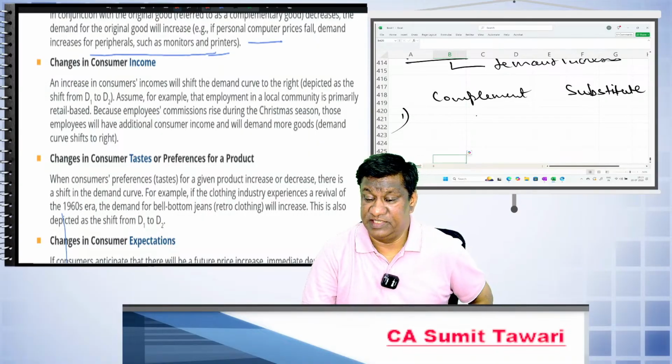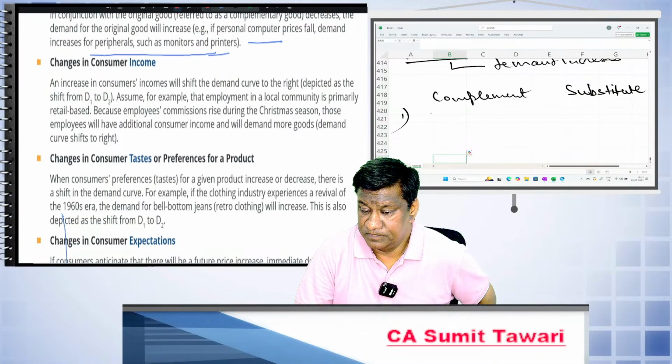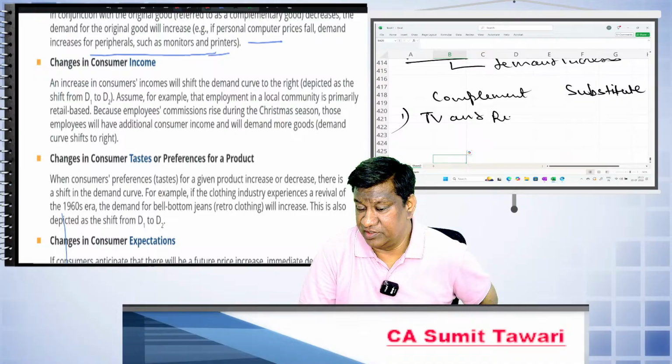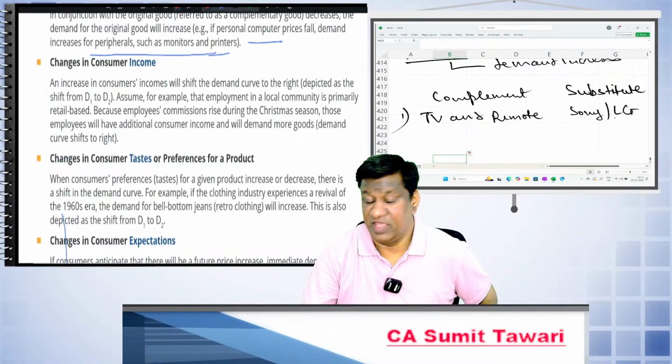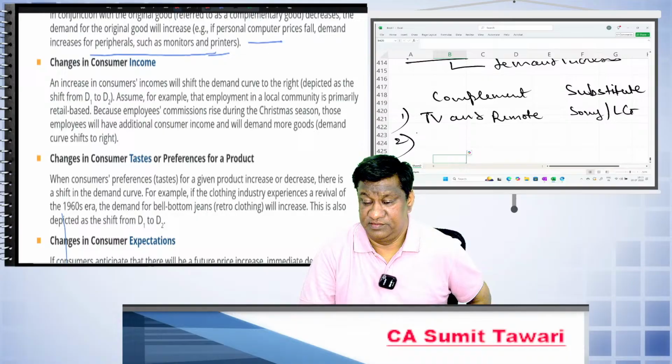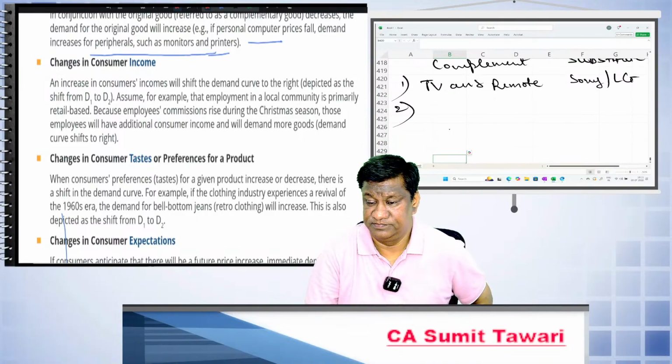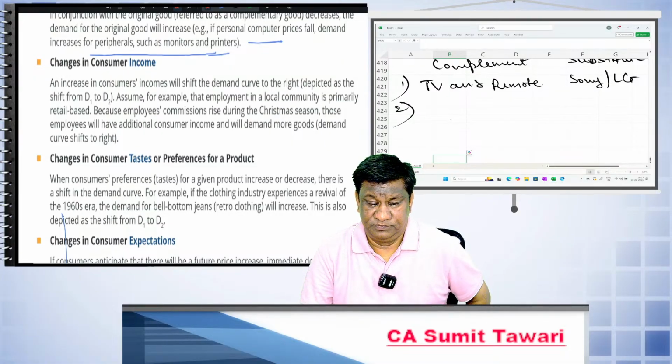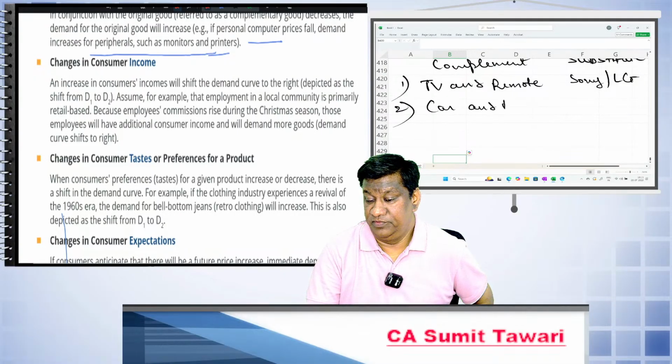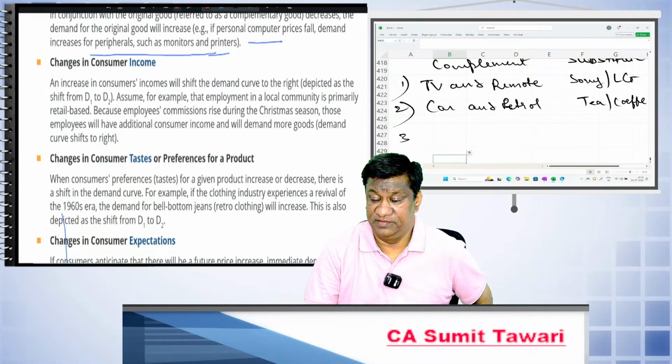Television. We get the complement as a remote, and the substitute is the other company's television. Remote, correct. Sony and LG are just substitutes. Yes, competitors are always substitutes. Second, car and petrol as a complement, and tea and coffee as a substitute. Tea and coffee substitute, yeah. One more example.